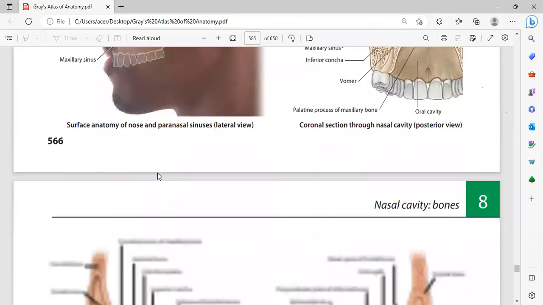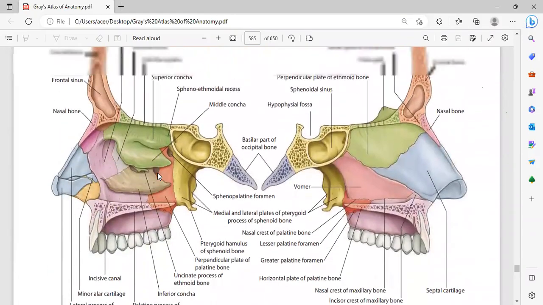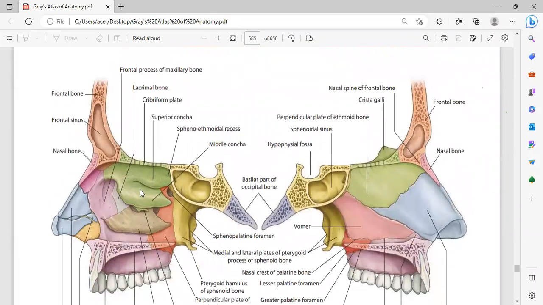So now let's look at the nasal cavity. So in the nasal cavity, you have a lateral wall, then you have a roof, a floor, and the medial wall, which is the septum of the nose. Okay, so let's start with the lateral wall. So descriptively, the lateral wall we say is mainly made up of the maxillary bone. So this in purple, that's the maxillary bone. So that is the main constituent of the lateral wall.